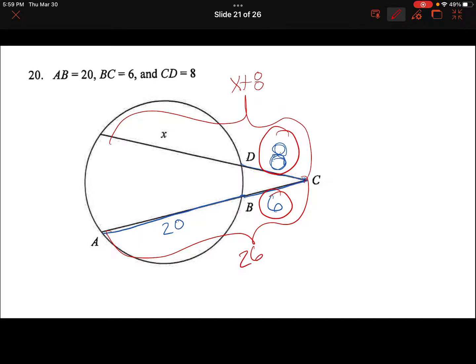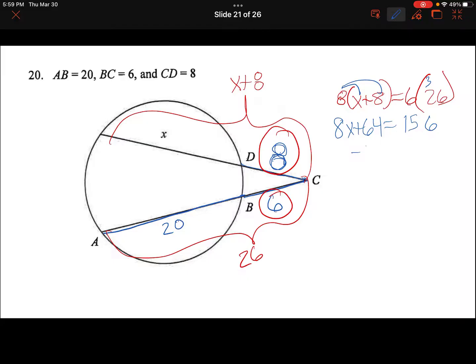So to set this up, we've got the outer piece of 8 times the whole thing, x plus 8, equals the outer piece of 6 times the whole thing of 26. Don't forget that you will need to distribute the 8 through the parentheses. So I have 8x plus 64 equals, and then I have 6 times 26. 6 times 6 is 36. Carry my 3, and then I have 12 plus 3 is 15.